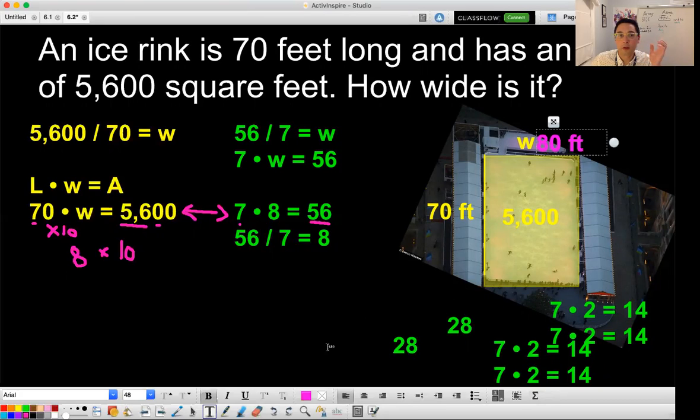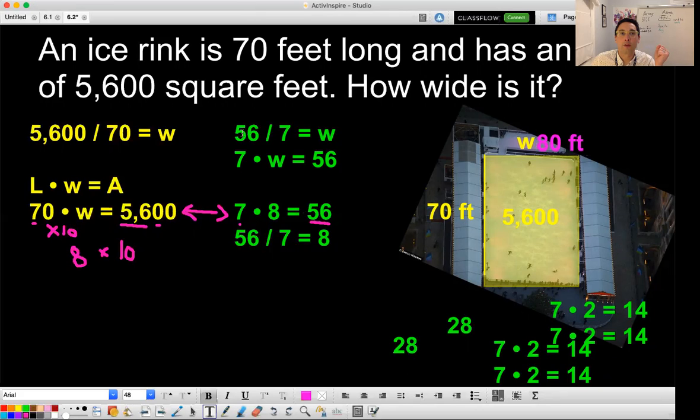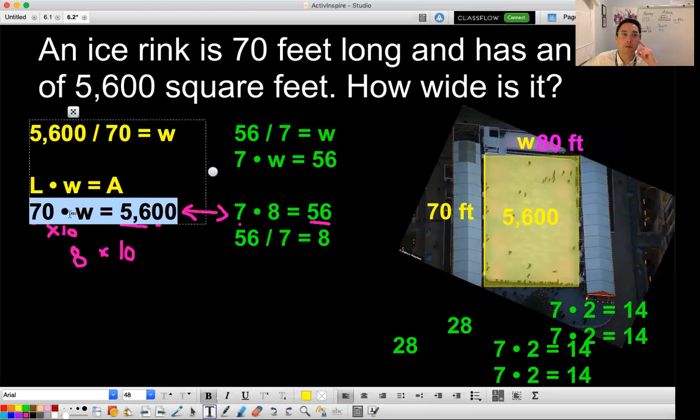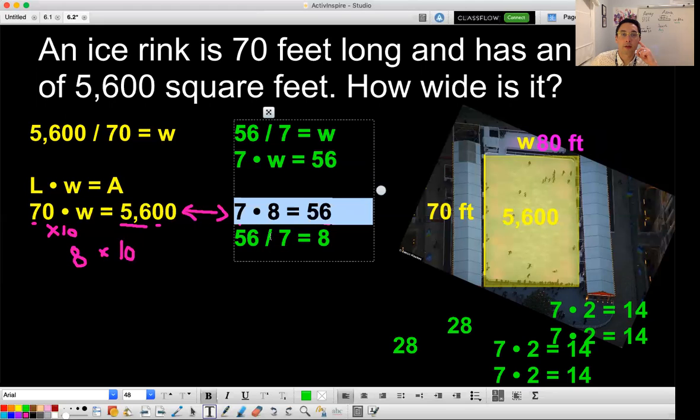Okay, so what do we do? To solve these types of problems, we had to think about area like an array. It is the width, how wide it is, times the length to get us the area. Then what we had to do here was to find the extended fact with the unknown, also connect it to a multiplication fact with an unknown, then find the basic fact, solve the basic fact, and then plug that in with our times 10 rules that we've learned.